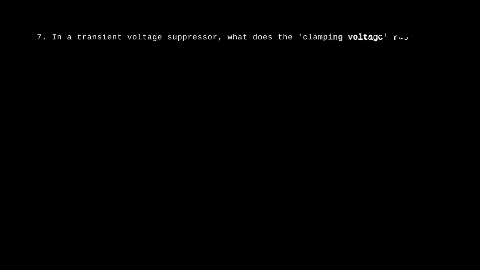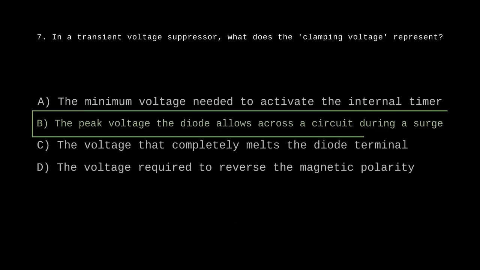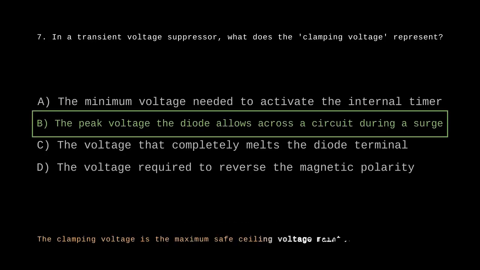Question 7. In a transient voltage suppressor, what does the clamping voltage represent? Clamping voltage specifies the maximum voltage drop across the protection diode when it is handling its rated peak pulse current.